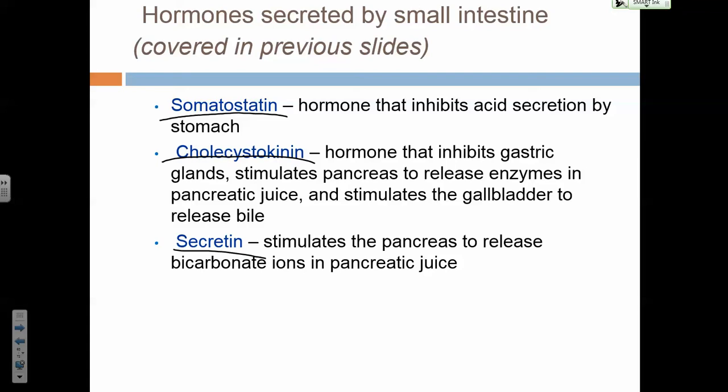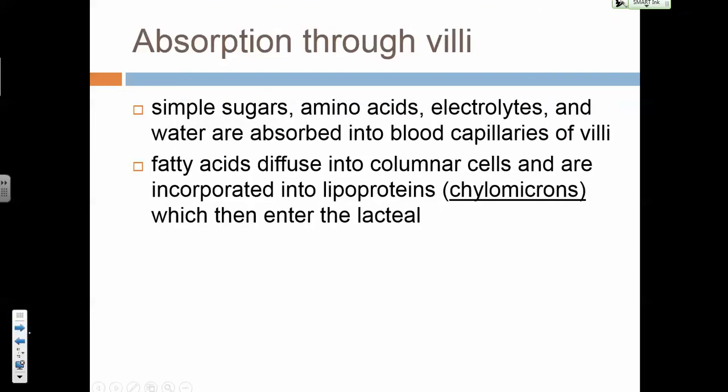Cholecystokinin does a whole lot of things, doesn't it? It slows down stomach activity. It causes the pancreas to produce enzymatic pancreatic juice. It causes bile release at the gallbladder. Okay, and then secretin causes the pancreas to produce the bicarbonate ions. What's the purpose of bicarbonate ions in the digestive tract? I thought y'all studied. Raises the pH. It raises the pH. Okay.